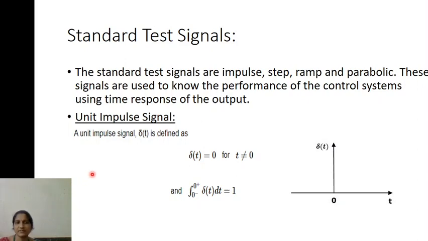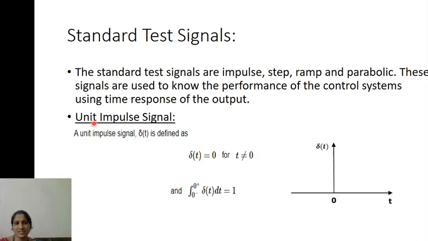Now I am going to discuss the standard test signals. For modulation or any purpose, you need some signals. There are some signals which are standard and which are useful for our calculation and also to know about the performance of control systems like this. The different types of standard signals are impulse, step, ramp, and parabolic.